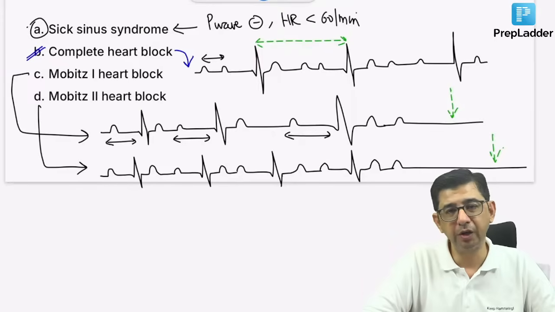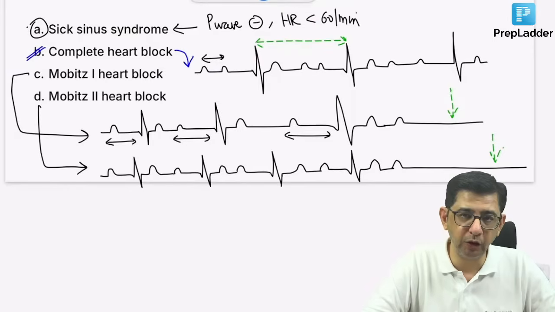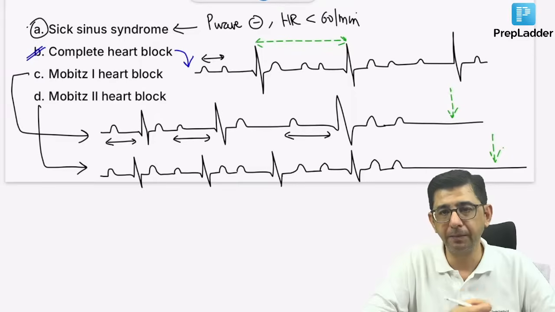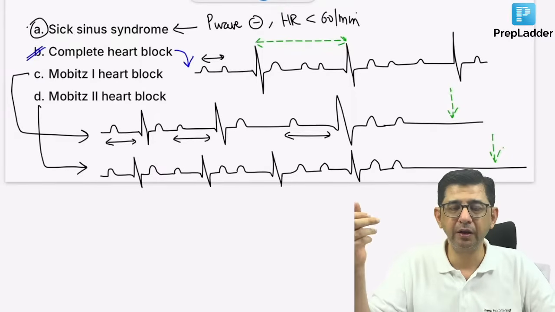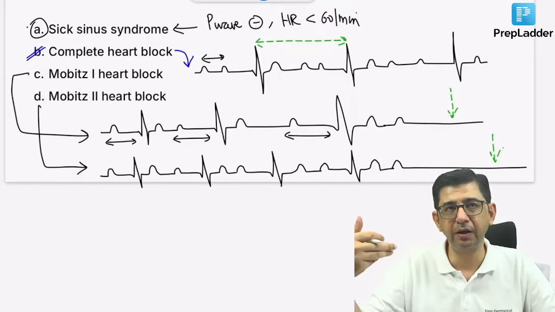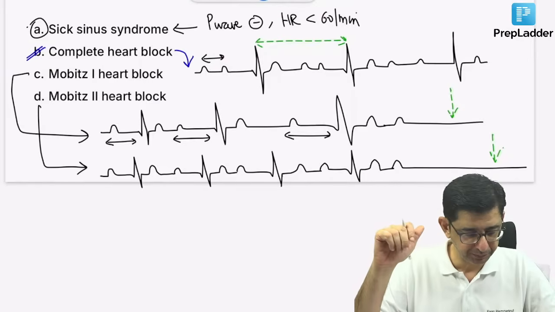And also I want to bring to your attention that it may not be necessary that only after 2 or 3 conductions there will be a drop beat. It could be 3, it could be 4, it could be 5, it could be 6, and then in an abnormal fashion, or in an asymmetrical pattern, the drop beats are coming in a patient.